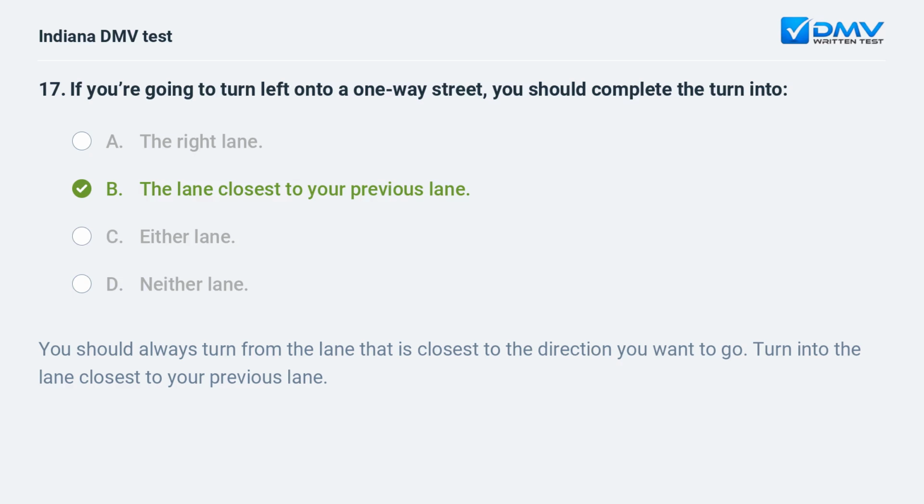You should always turn from the lane that is closest to the direction you want to go. Turn into the lane closest to your previous lane.